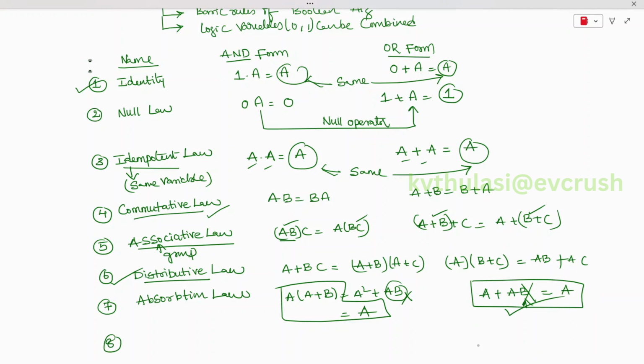The last law is De Morgan's law. De Morgan's law: AB whole bar is equal to A bar plus B bar, and A plus B whole bar is equal to A bar into B bar.